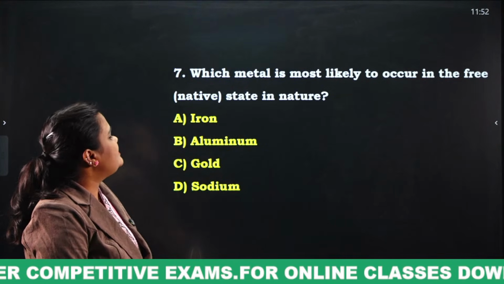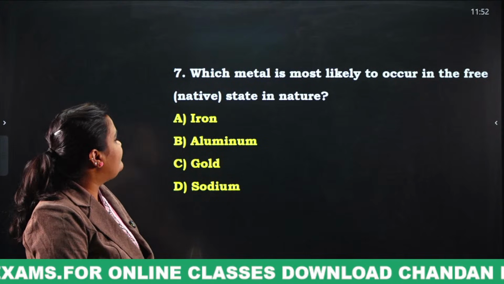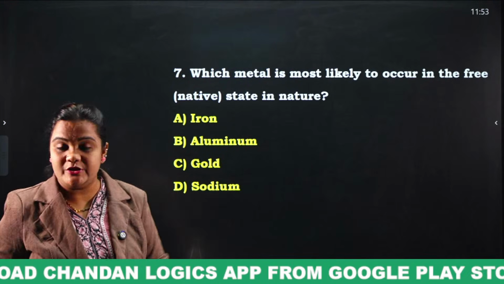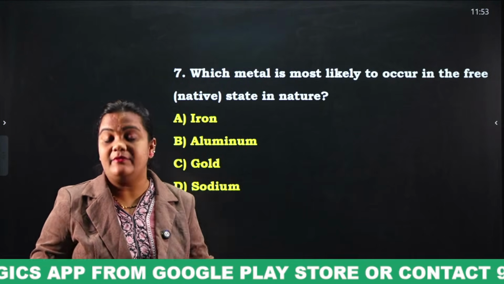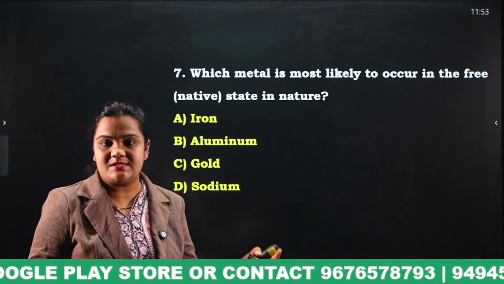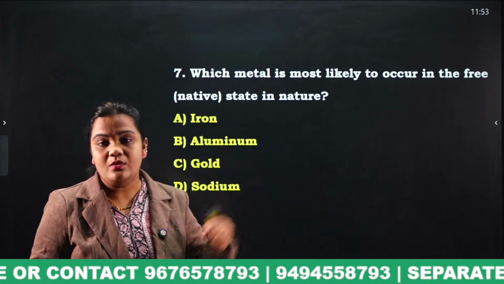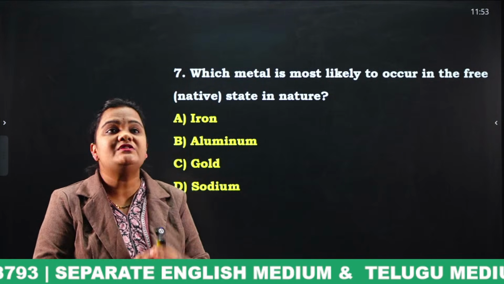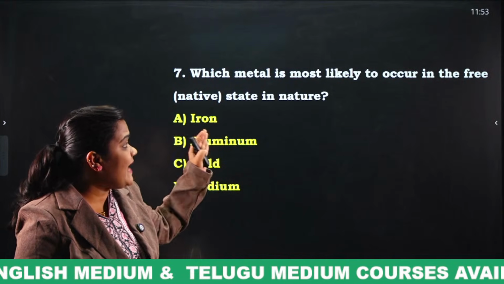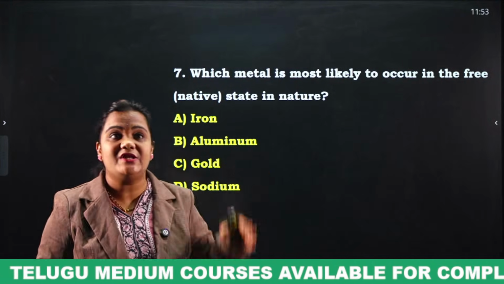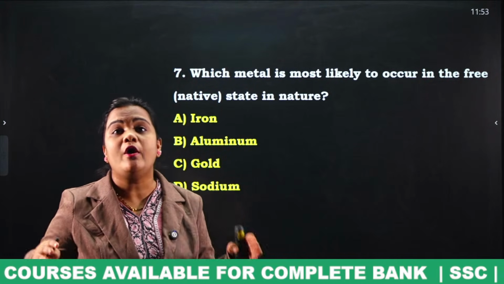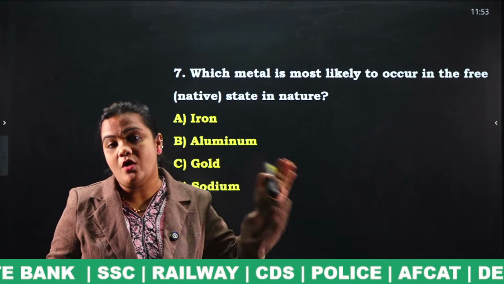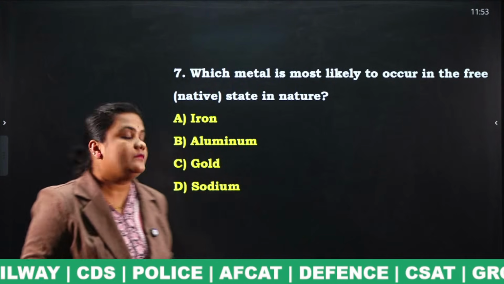Next thing, which metal is most likely to occur in the free native state in nature? Iron, aluminium, gold, sodium. I have told you already, students. Metals can exist in two states. One is free or native, and the other is compound or mineral state. Now tell me which is most likely to occur in the free native state in nature. That means there are no impurities added, and it does not react with air or water. What is that? Very good.